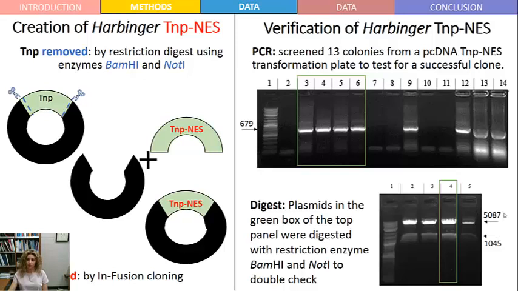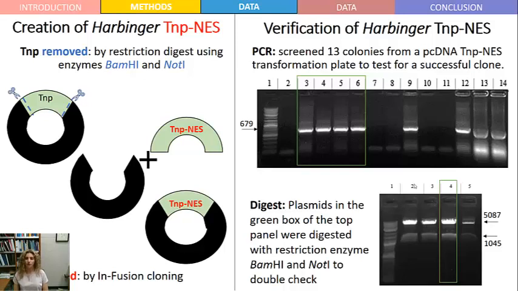and we also expected a specific plasmid at 5,000 here and about 1,000. And once again, multiple colonies or multiple plasmids had this band. So we proceeded with our plasmid in lane number 4.